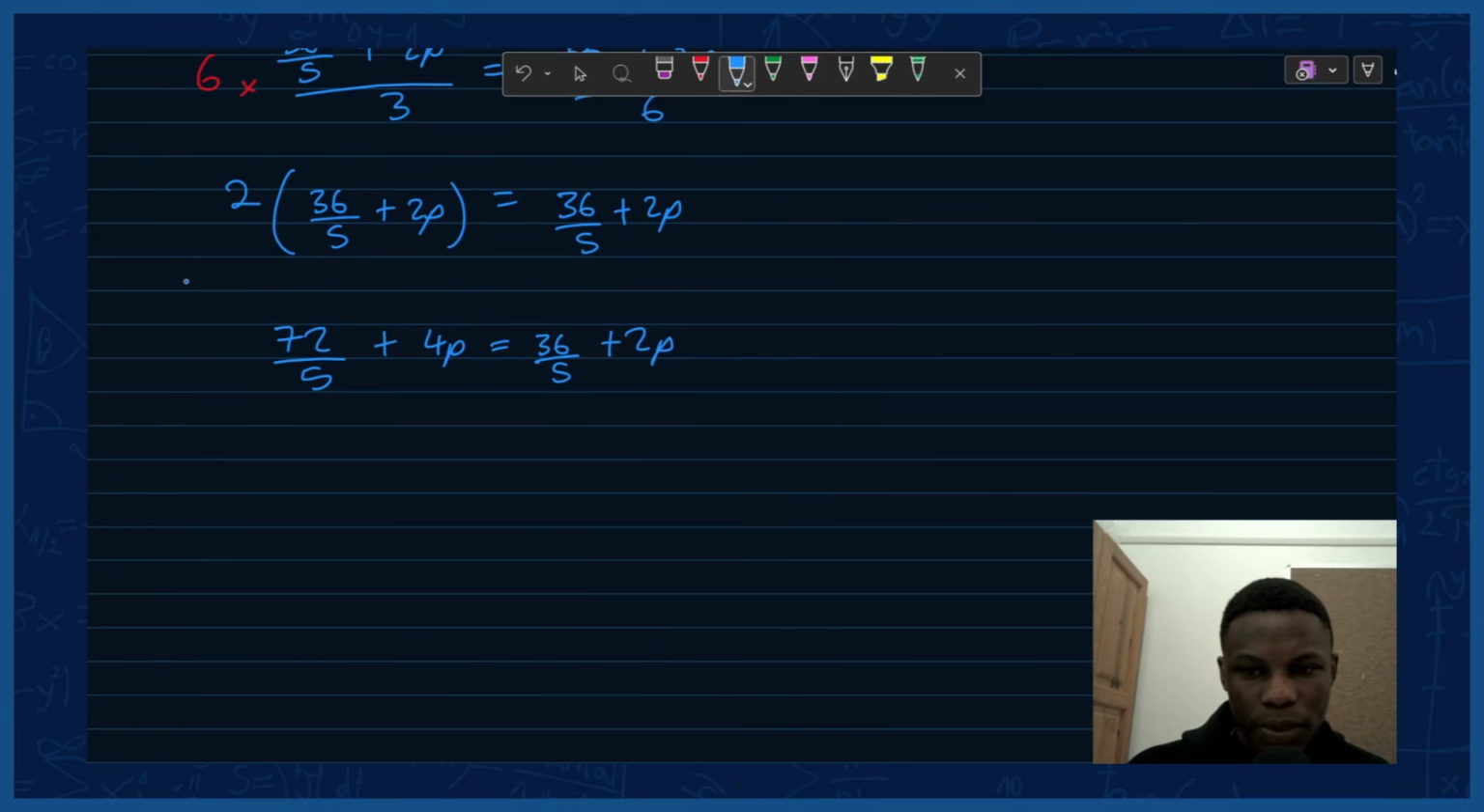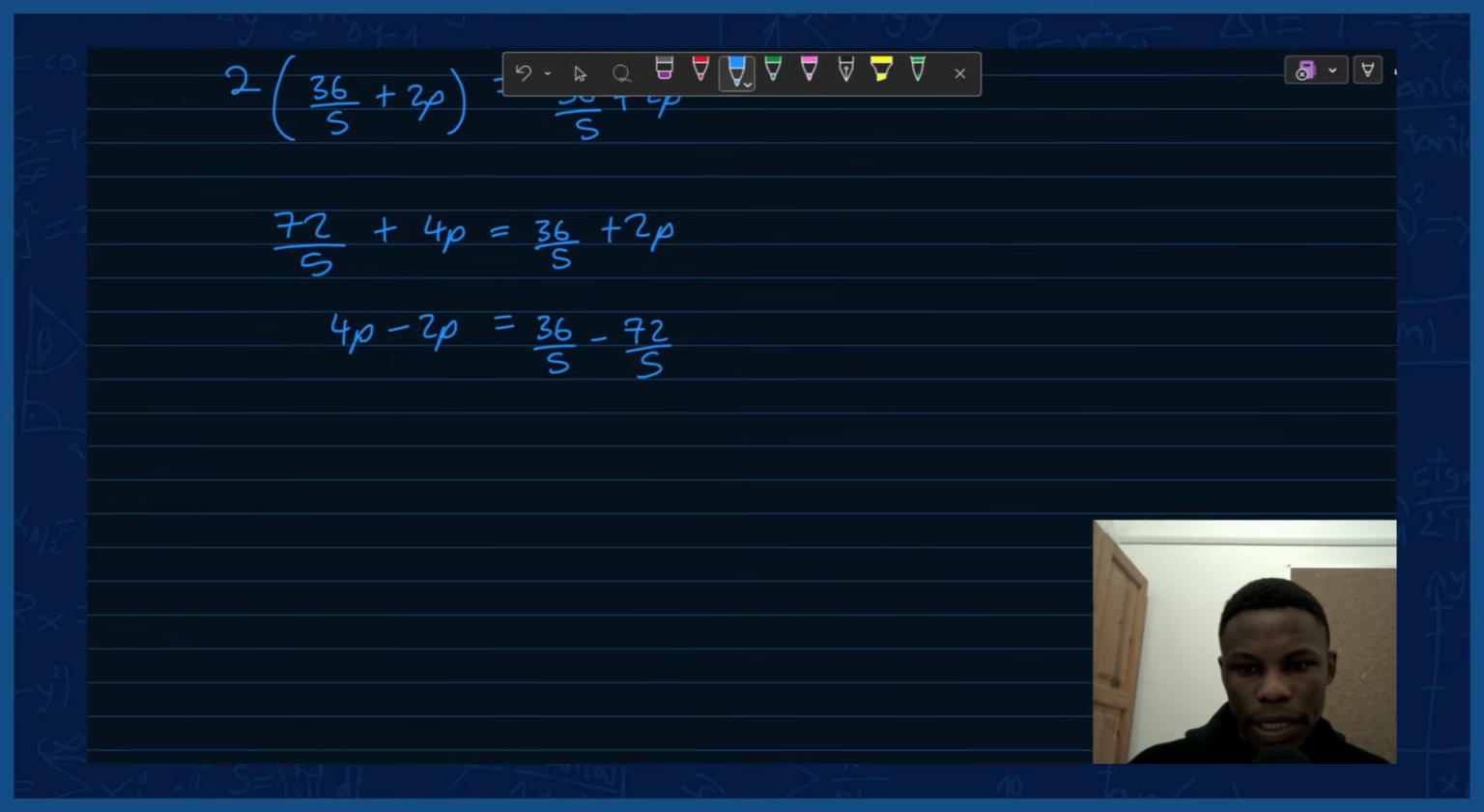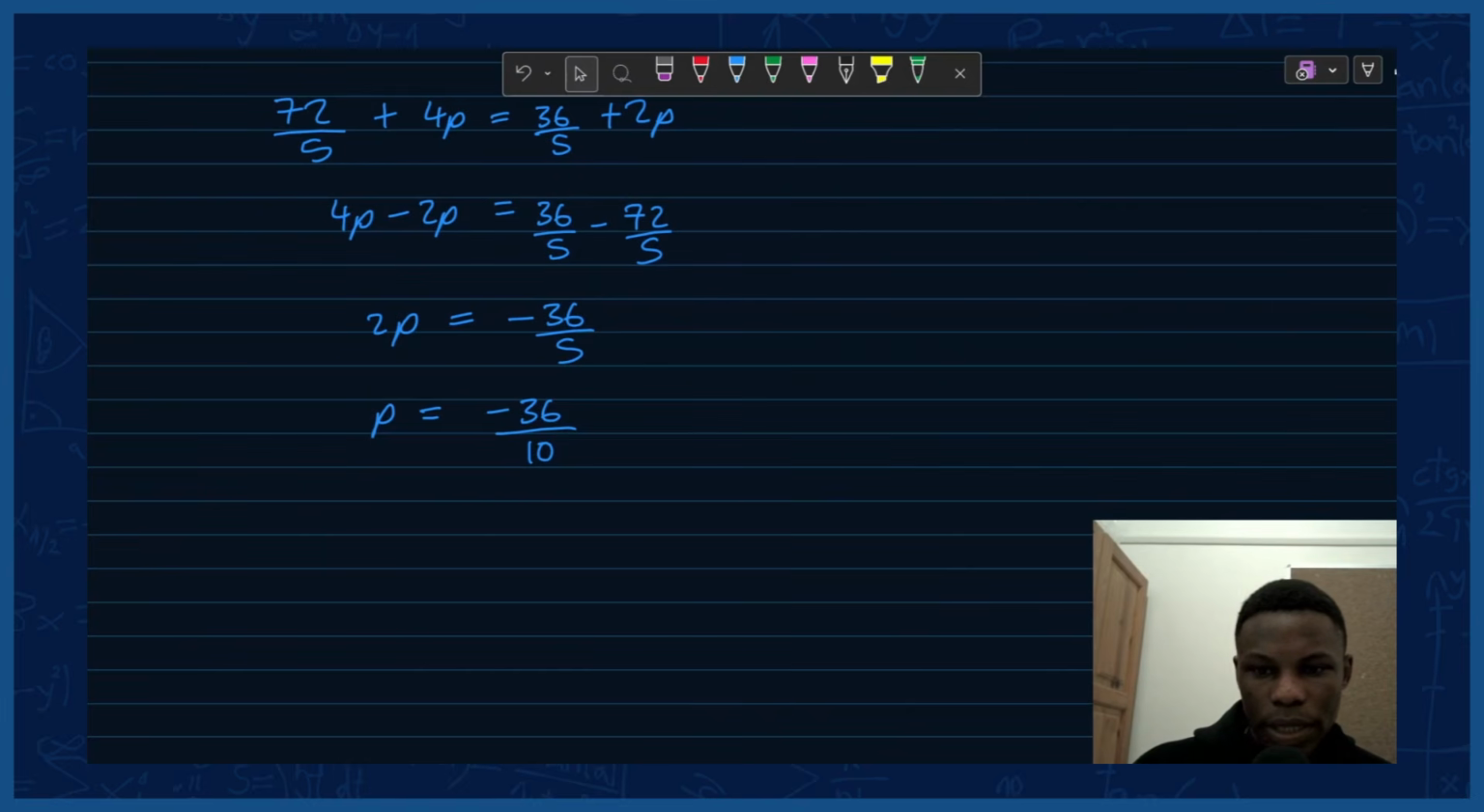I'll put like terms on both sides. So I've got 4p minus 2p is equal to 36 over 5 minus 72 over 5. That gives us 2p is equal to minus 36 over 5. And then p is minus 36 over 5 divided by 2, which is minus 36 over 10. It looks like minus 3.6 as a decimal, but I want it as a fraction: minus 18 over 5. So we can conclude that p is negative 18 over 5.